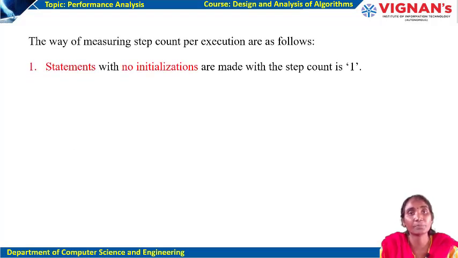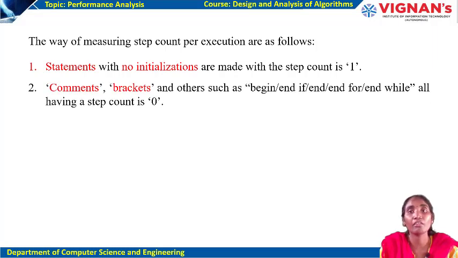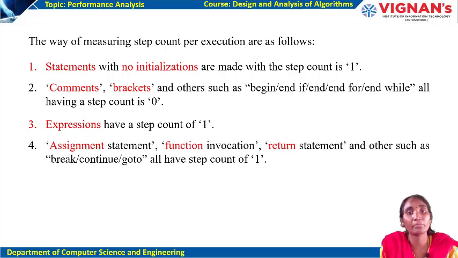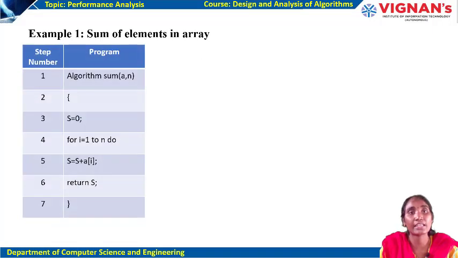The way of measuring step count per execution: statements with no initializations are made with step count as 1. Comments, brackets, begin, end, braces, all have step count 0. Expressions have a step count of 1. Also assignment statements, function invocations and return statements all have a step count of 1. Now let us see an example: sum of the elements in the given array.